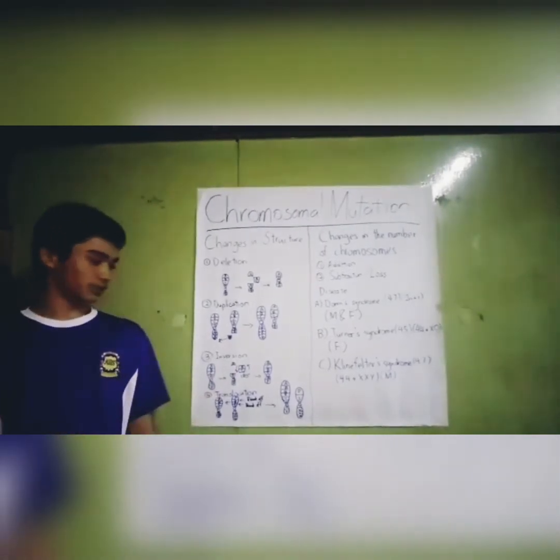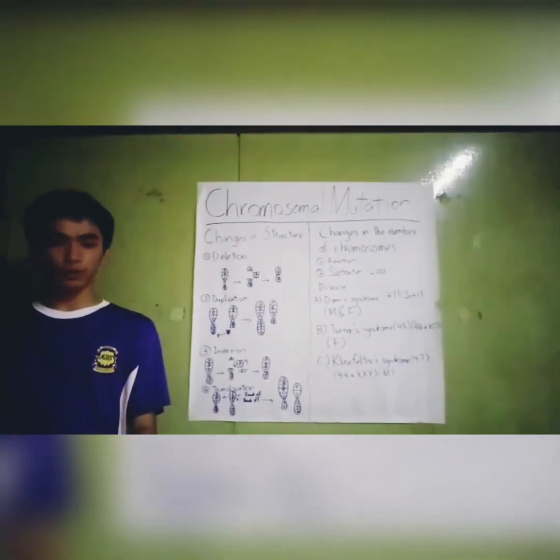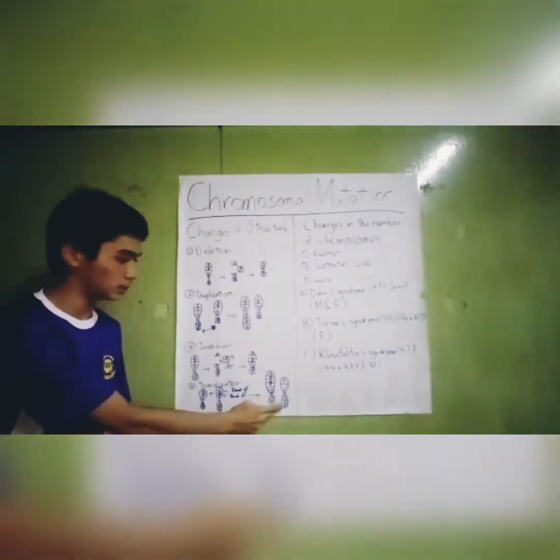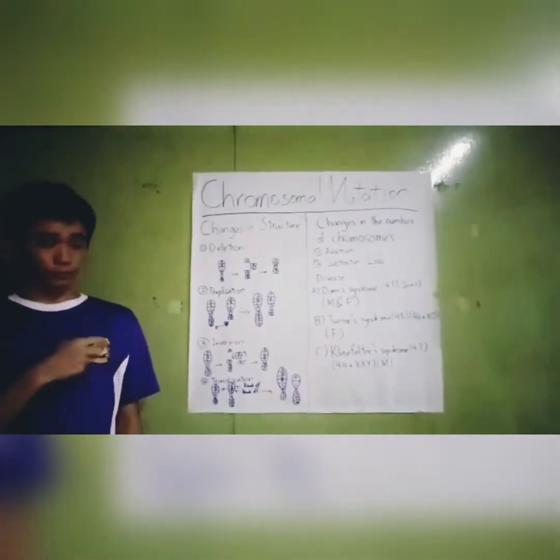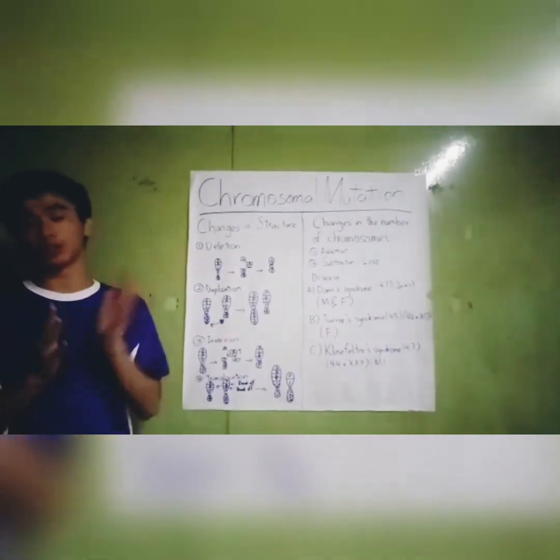Number 4, translocation. It happens in a homologous chromosome when a part breaks off and then joins to the first chromosome with different alleles. That is change in structure.